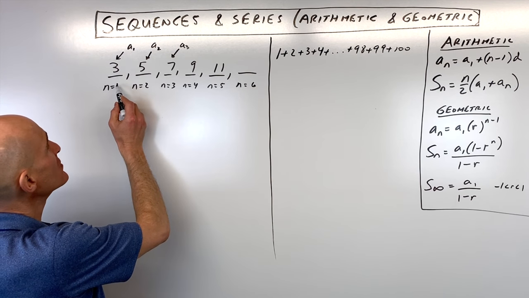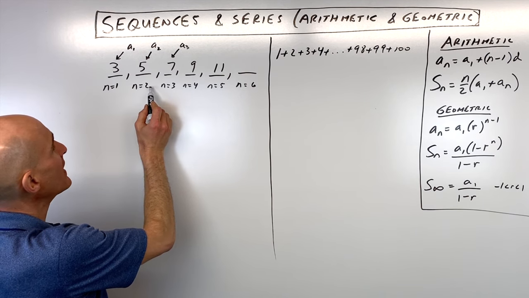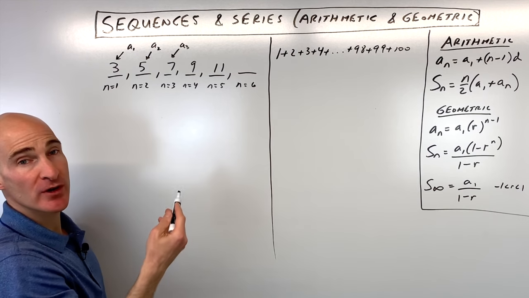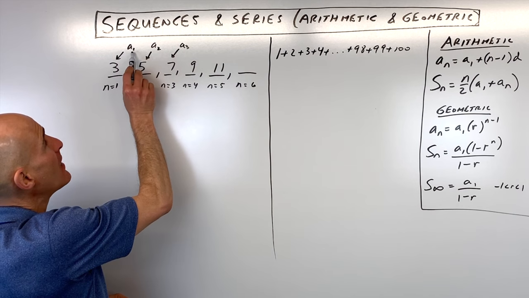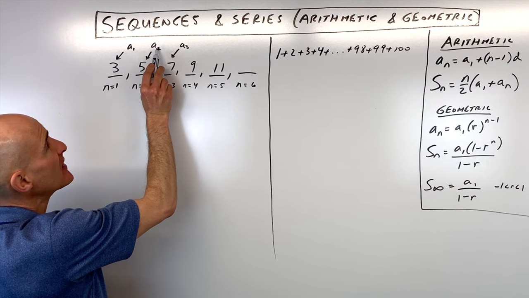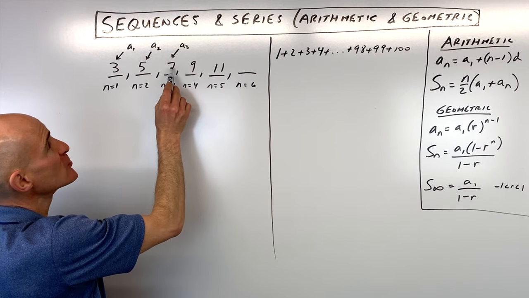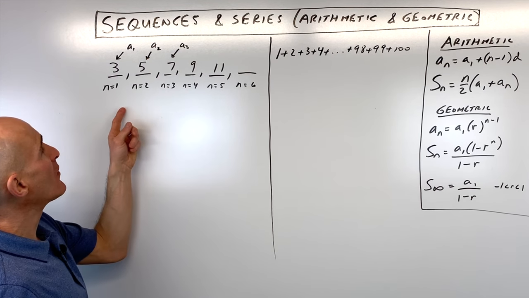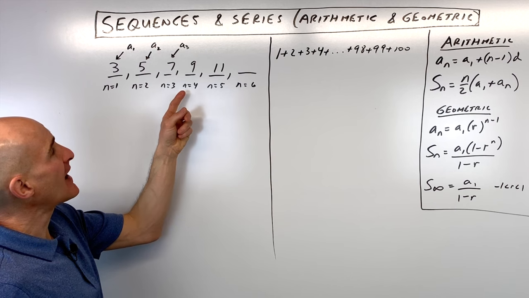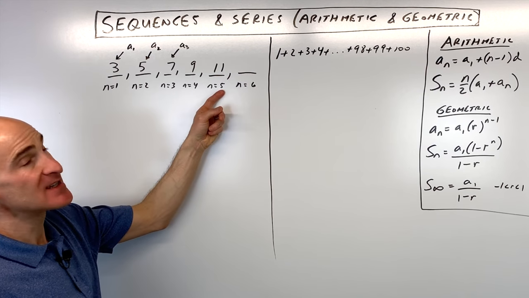So each one of these terms you could call n equals 1, n equals 2, n equals 3, n equals 4, etc. That tells you what term you're on. Whereas a sub 1, sub meaning subscript, a sub 2, a sub 3, that tells you the value of that particular term. So what we're going to do now is figure out how we find a specific term in this sequence.